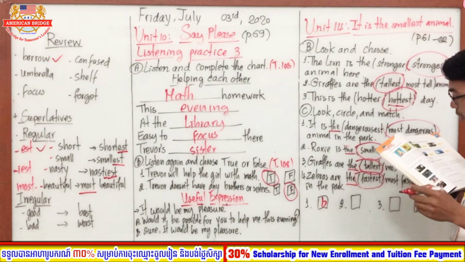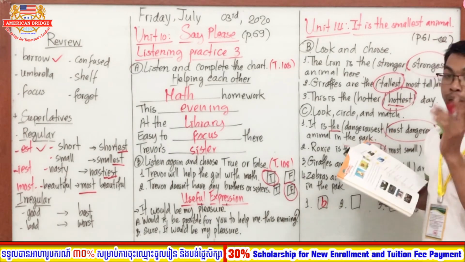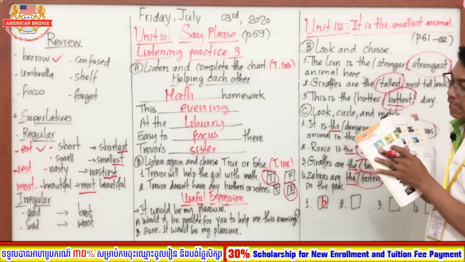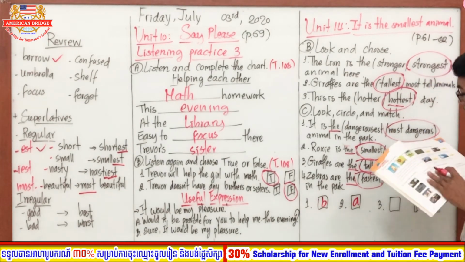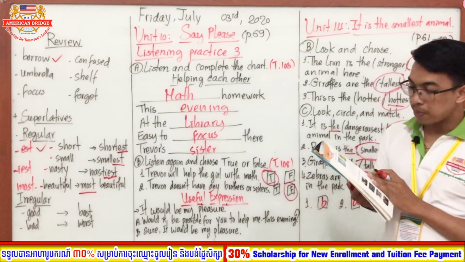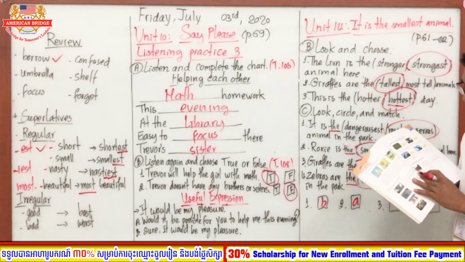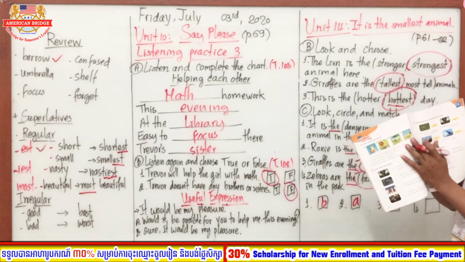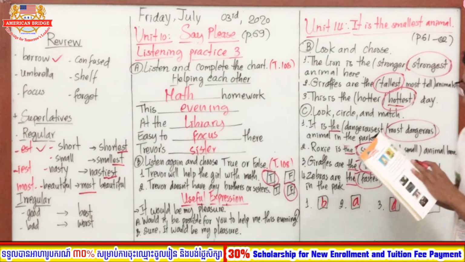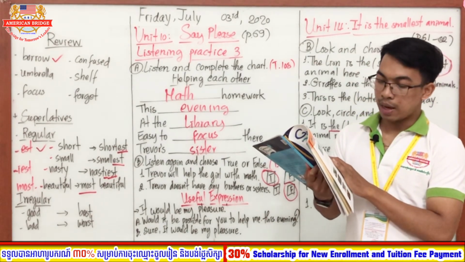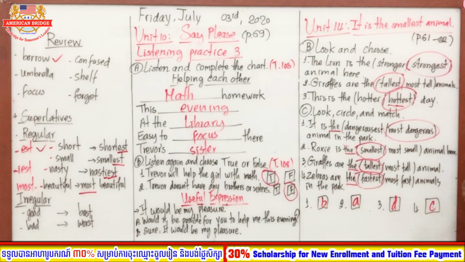Okay. So now let's move on to number 2. Rosie is the smallest animal here. So which one, everyone, based on the picture? You see? Yes, of course. Letter A. Good. So now let's move on to number 3. Giraffes are the tallest animal. So where is the giraffe, everyone? Yes, very good. It is letter D. Good. And move on to the last one. Zebras are the fastest animals in the park. Good. So it is letter C. Good job, everyone.